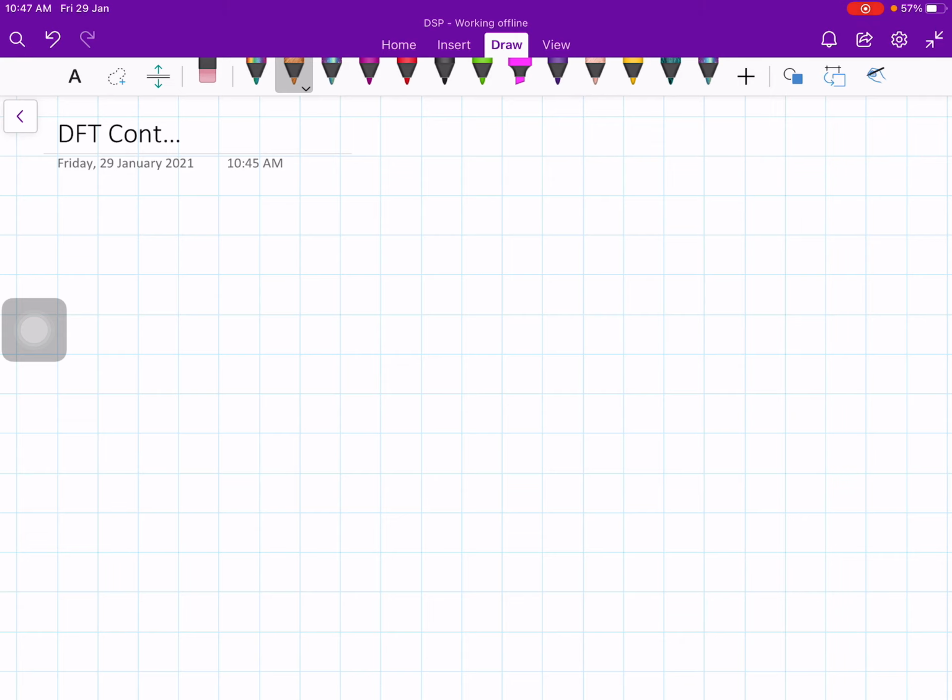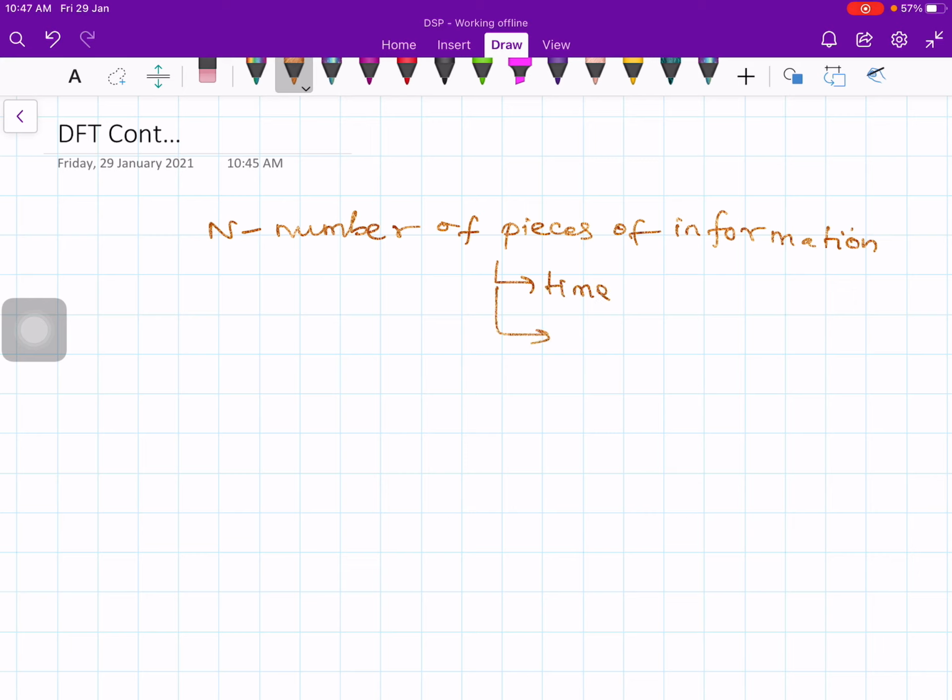There are capital N pieces of information in the time domain as well as in the frequency domain. And these N pieces of information should be adequate for any signal.